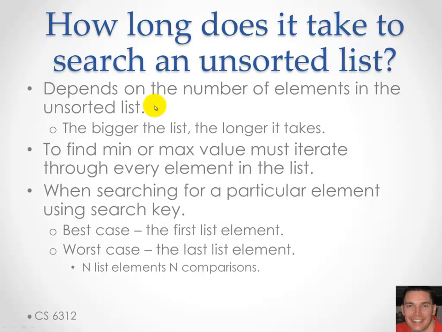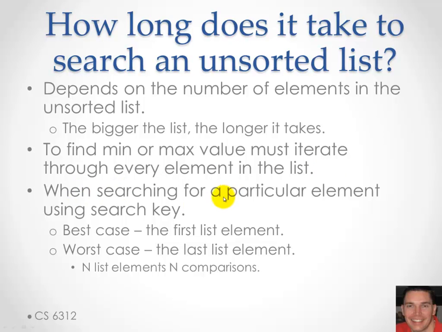Well, it depends on the number of elements in the unsorted list. The bigger the list, the longer it takes, because we must visit every element in the list, in particular if we're searching for a min or a max, because we don't know where that minimum is going to occur in the list. It could be the first element, it could be some middle element, it could be the very last element. So if we're searching for a min or a max, then we're going to have to visit every single element in the list. If we have 100 elements in our list, we're going to have to visit all 100. If we have 1 million, we're going to have to visit all 1 million.